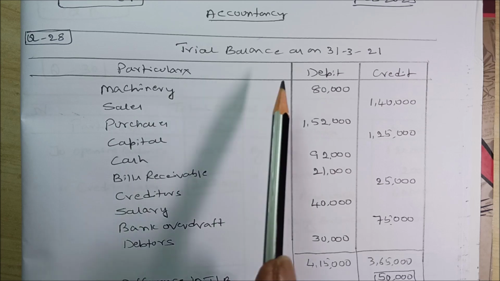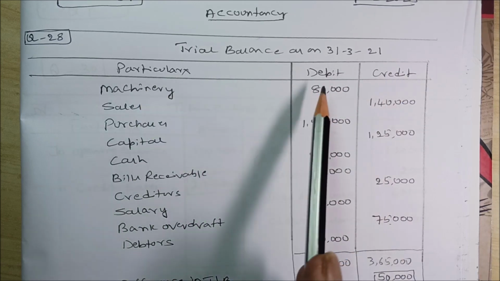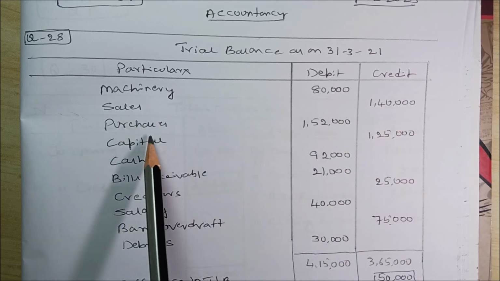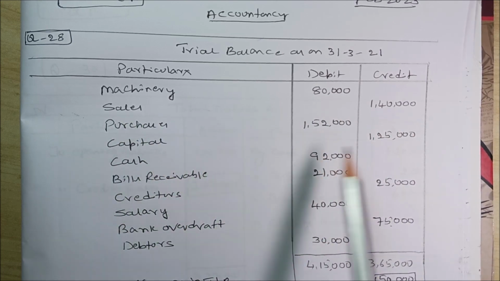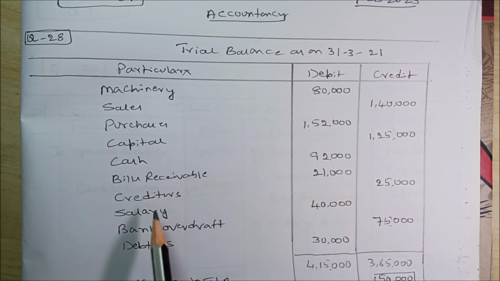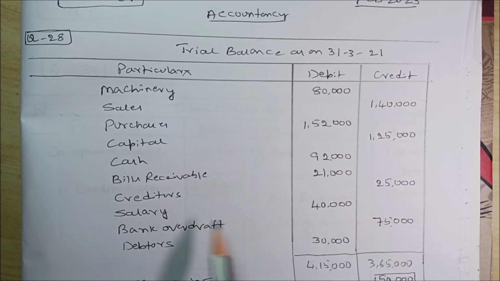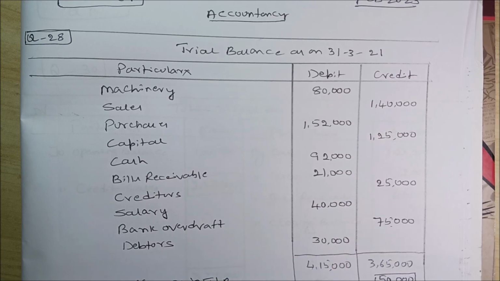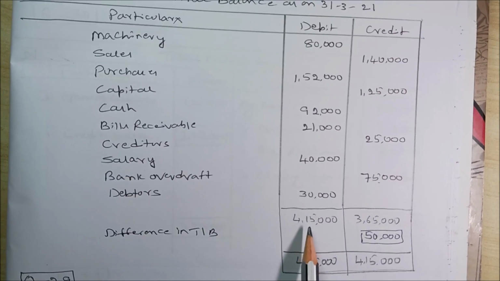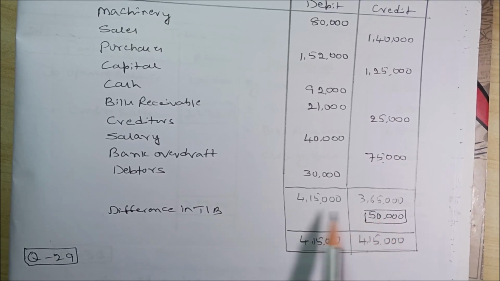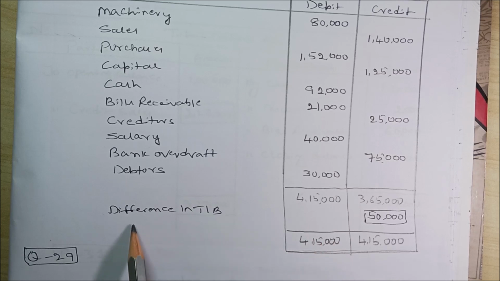You write trial balance as on 31/3/21. Particulars, debit, credit: machinery 80,000, sales 1,40,000, purchases 1,50,000, capital 1,25,000, cash 92,000, bills receivable 21,000, creditors 25,000, salary 40,000, bank overdraft 75,000, debtors 30,000. When you total it up, it comes to 4,15,000 and 3,65,000. There is a difference in the trial balance, a technical error. So you can write the difference in trial balance, which is 50,000.